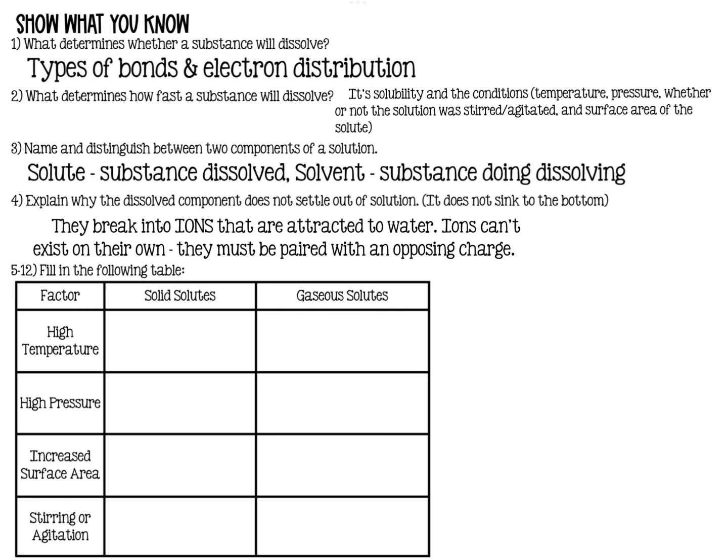Now, let's consider what different factors will do to different types of solutes. High temperature will cause a solid solute to increase its solubility. Solid solutes are not affected by high pressure. Increasing the surface area will increase the solubility of solids, as will stirring or agitating the solution.